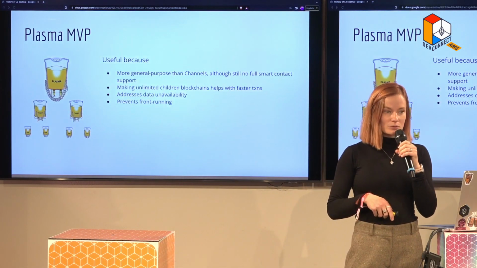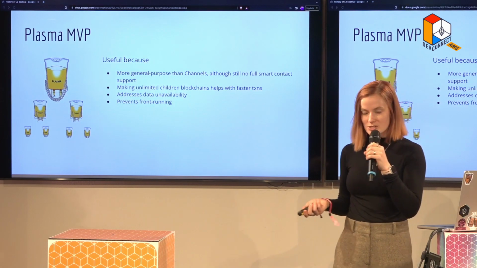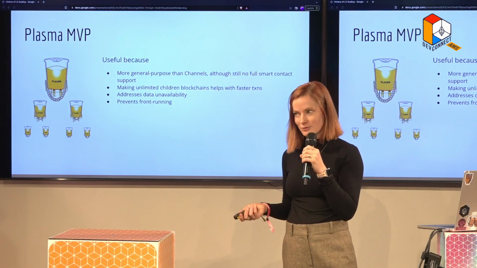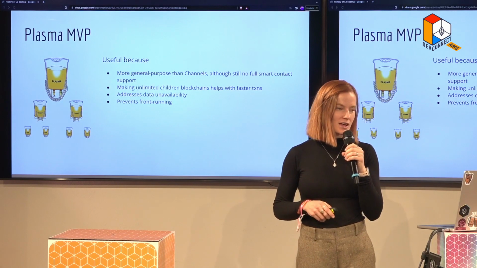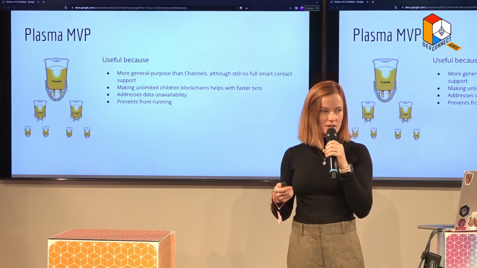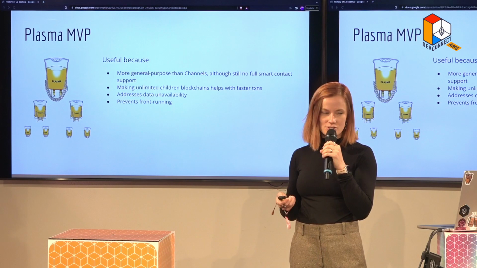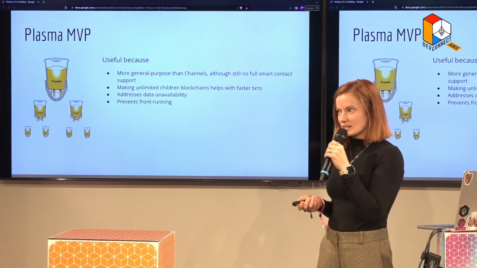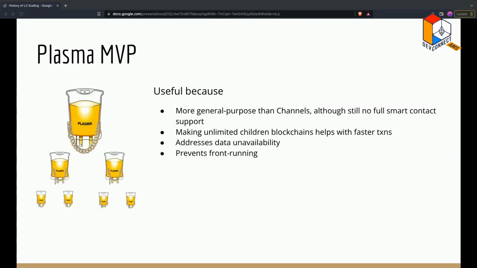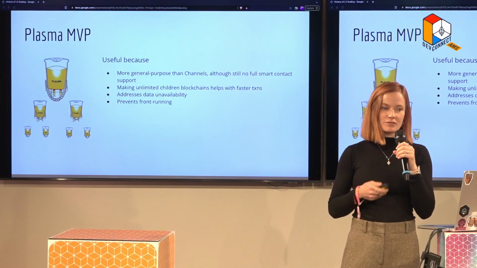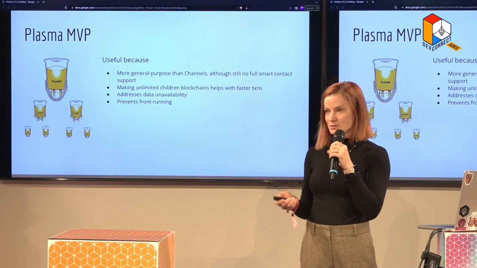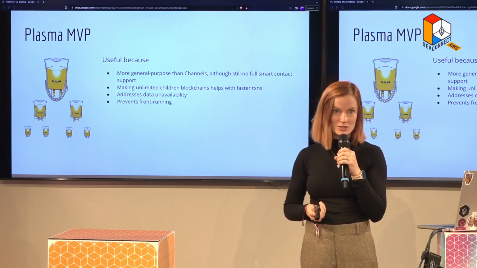So Plasma MVP was useful because it was more general purpose than channels, although it didn't have full smart contract support. And the whole unlimited children blockchain thing helped a lot with faster transactions. It also addressed this idea of data unavailability. So if an operator wanted to withhold data, users could still get their funds back. You weren't completely reliant on the operator being good. And it prevents front running by organizing things by timestamp, which is also something we see down the line.